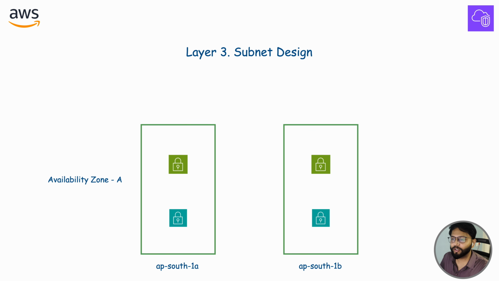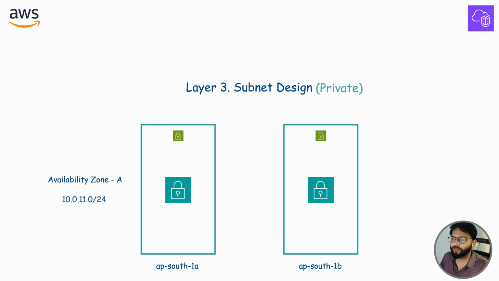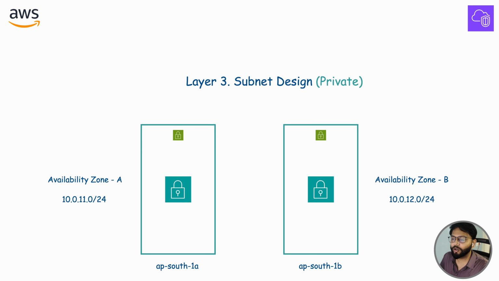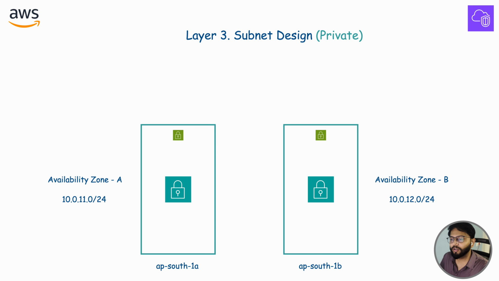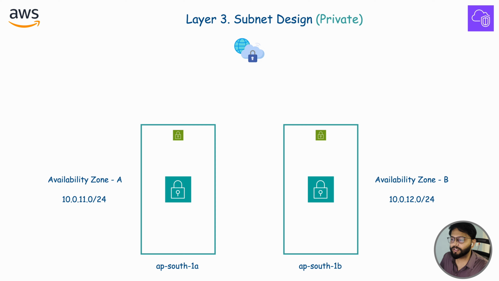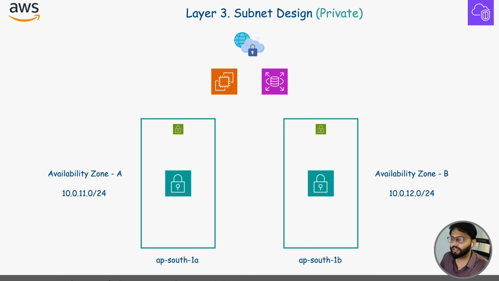Private subnets, which are protected: AZ A has CIDR 10.0.11.0/24, and AZ B has 10.0.12.0/24. This is for your private resources like application servers and databases.